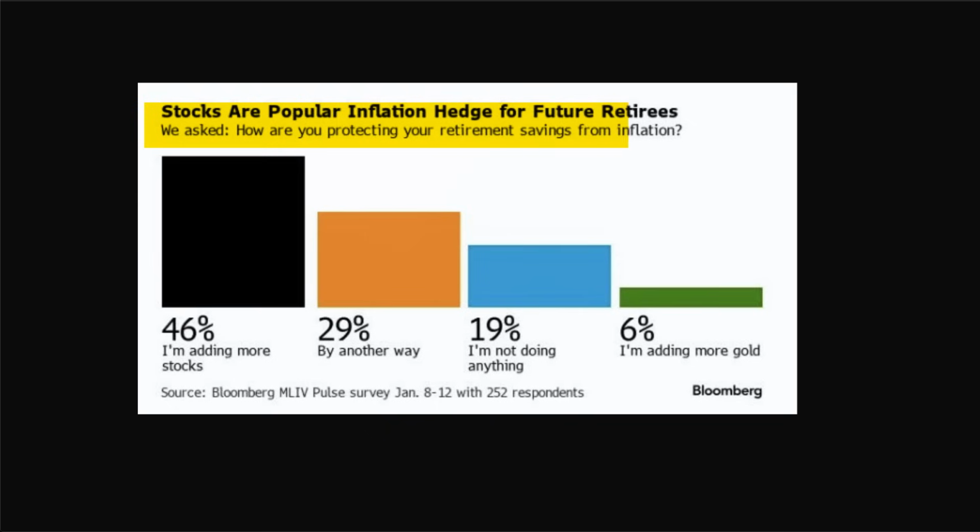Stocks are a popular inflation hedge for future retirees. We asked, how are you protecting your retirement savings from inflation? I'm adding more stocks. And so the risk taking is certainly there. Stocks are seen as a risk asset. Bonds are seen as less risk. And whether you agree or not, that's what's happening here. And so we're going to see more money flowing into stocks. There's no question about that.